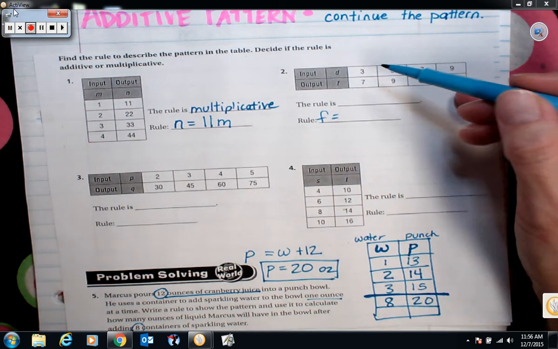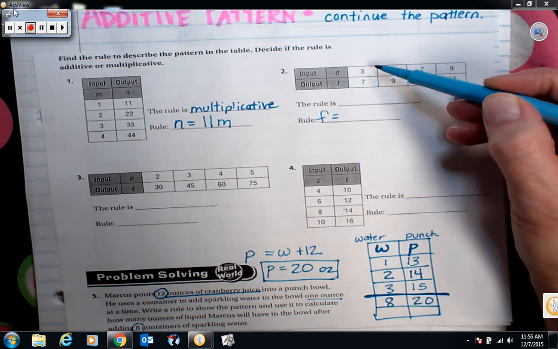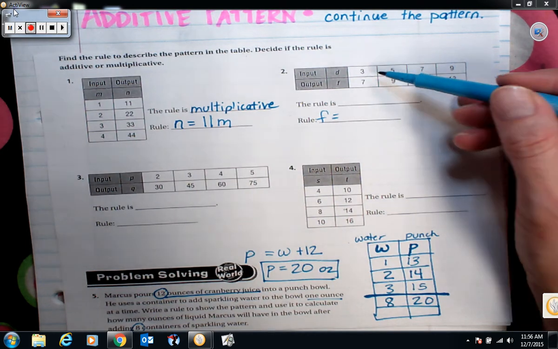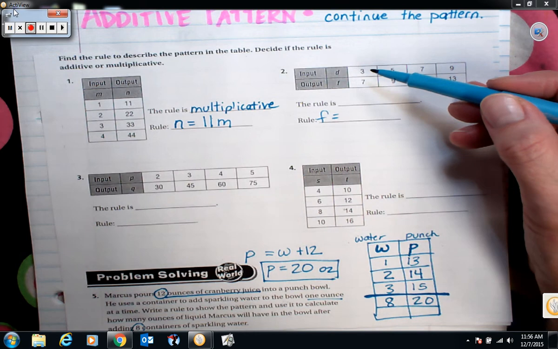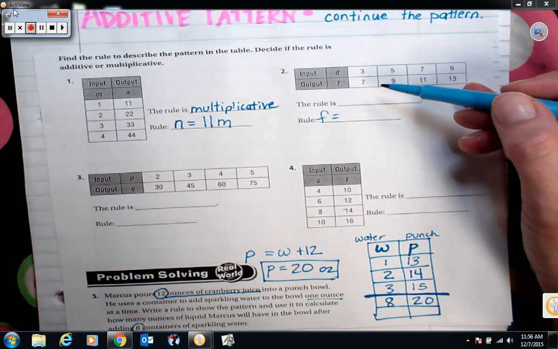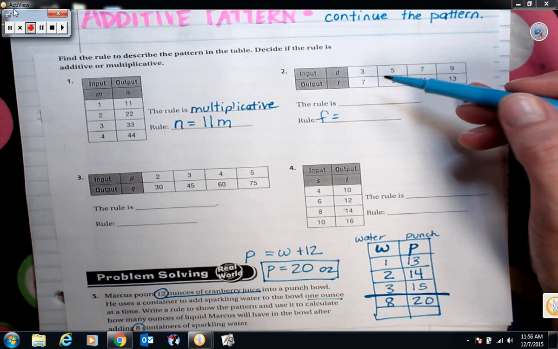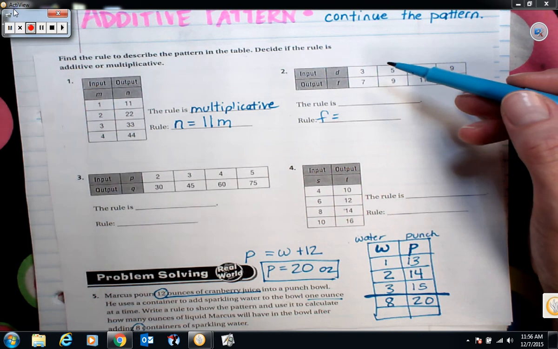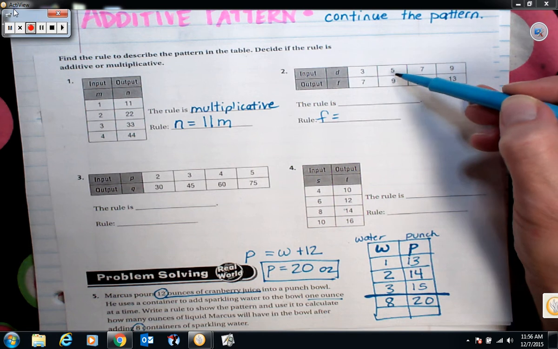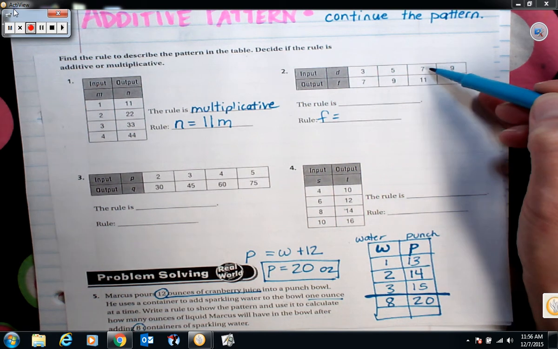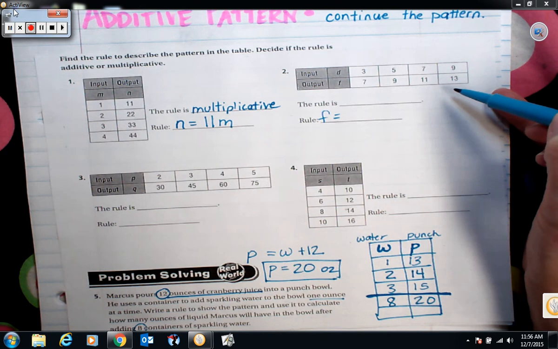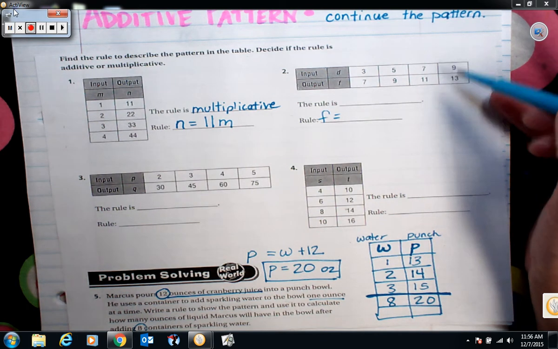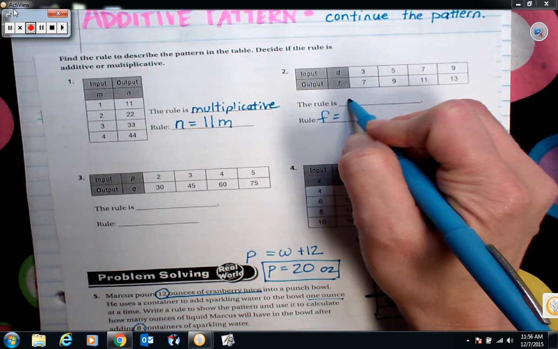So I'm going to look at the first pair of numbers, 3 and 7. 3 is my input, so if I start with 3, to get to 7, I could add 4. And 7 is not a multiple of 3, so I'm going to go ahead and guess that this is an additive pattern. So we can check. 3 plus 4 is 7, 5 plus 4 is 9, 7 plus 4 is 11, and 9 plus 4 is 13. So it looks like that's going to work. So this rule is additive.